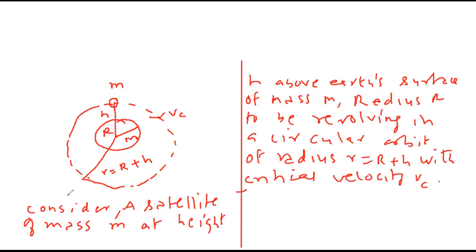Till this, I think everybody has understood now. It is only the diagram I have written. Consider a satellite of mass m at height h above Earth's surface whose mass is M, radius R, to be revolving in a circular orbit of radius R plus h with critical velocity vc. Has everybody followed till this? Yes? Okay, please write. Akansha, Harshita, Nija, any doubt, beta? No, sir. Yeah, please copy.